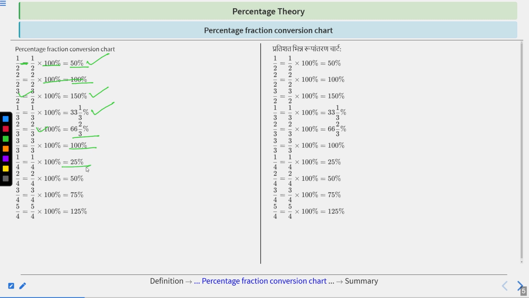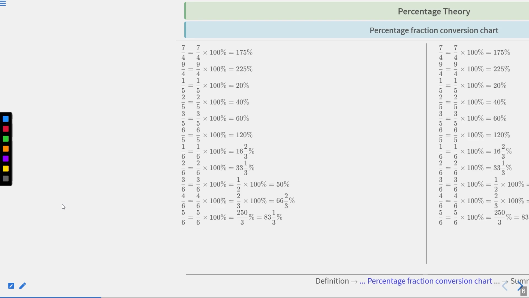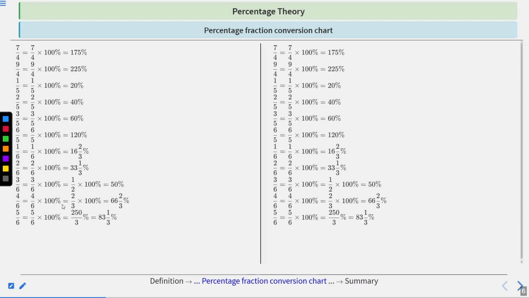1 by 4 you get 25%, 2 by 4 you get 50%, 3 by 4 you again get 75%, and 5 by 4 you can write as 1 plus 1 by 4. So that's why it becomes 5 by 4. And 1 is 100% and 1 by 4 is 25%, so it will become 125%. Next one. So when we convert 7 by 4, multiplying by 100, we get 175%. 9 by 4 multiplied by 100, we get 225%.